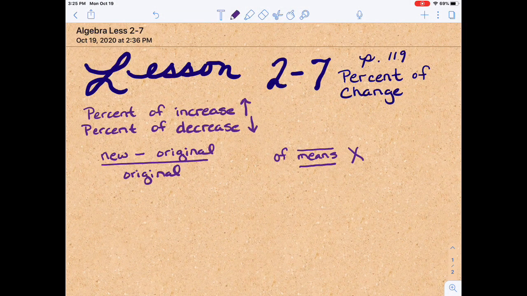Hi guys, this is lesson 2.7. It's about percent of change. You can find the lesson on page 119. There's lots of good examples worked out for you.